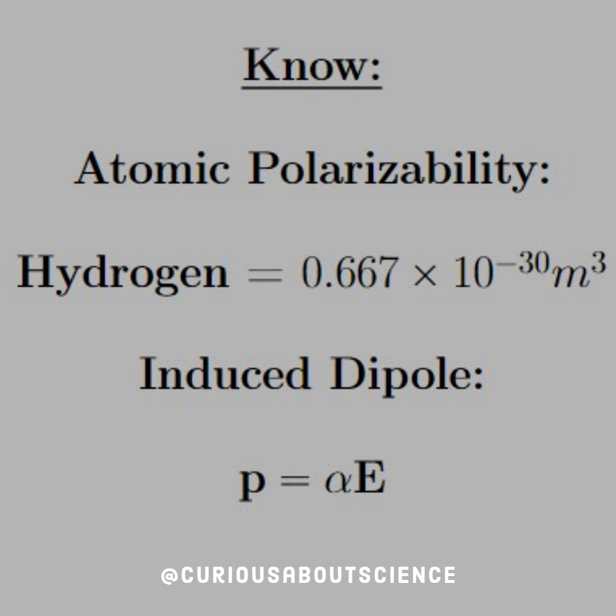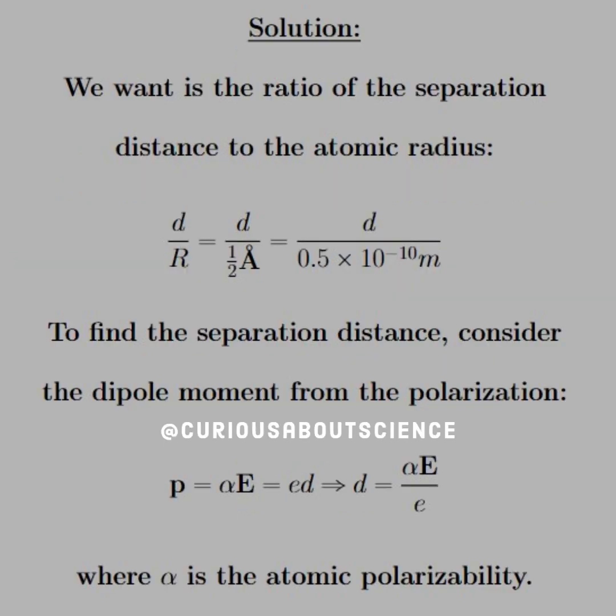What we know for this problem is the atomic polarizability of hydrogen is equal to 0.667 times 10 to the negative 30 meters cubed. This is found from a table in the book. Also, we know that the induced dipole p is equal to alpha, the atomic polarizability, times the E field. For the solution, we need to remember that the goal is to find the ratio of the separation distance to the atomic radius, which we see below.